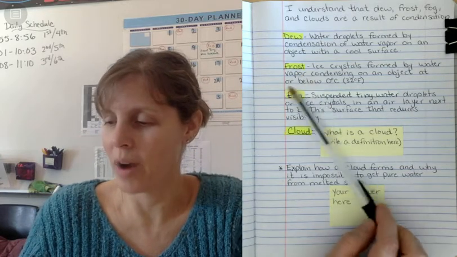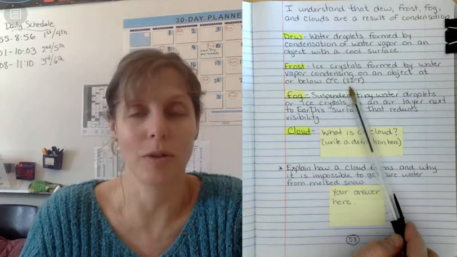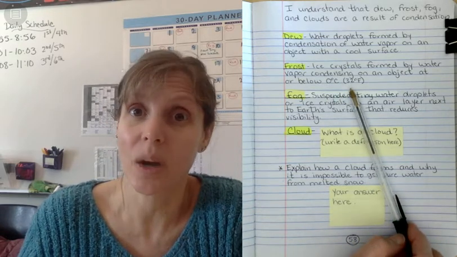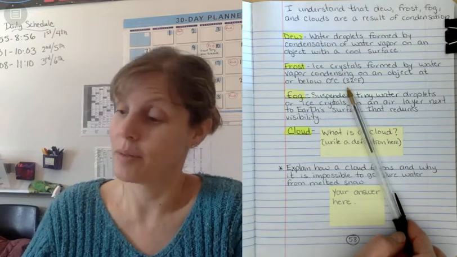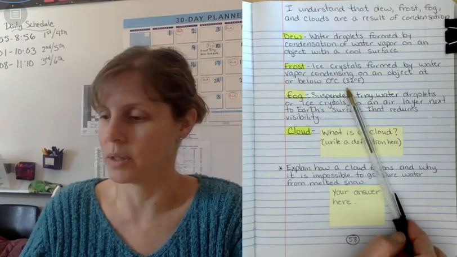All right, so what if it's really cold? Well, then you get something called frost. Say it with me. Frost. Frost is ice crystals formed by water vapor condensing on an object at or below 0 degrees Celsius or 32 degrees Fahrenheit, right? Water freezing, so it's just dew that's frozen, right? Cool ice crystals, though, if you notice them.